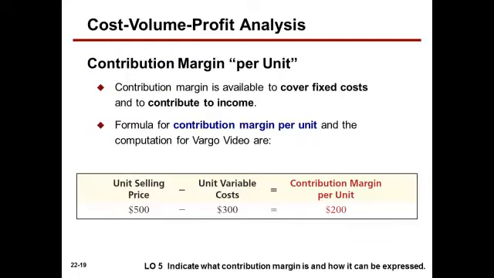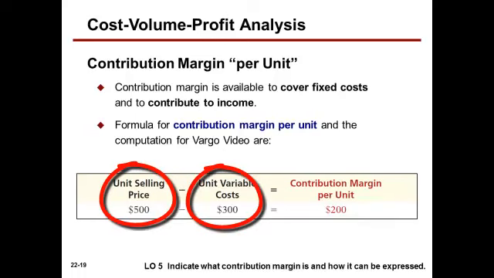Let's dissect that result. Let's go back to contribution margin. What's available to cover fixed costs and to contribute to income? Our formal contribution margin per unit definition is as follows. Unit selling price, $500, less variable costs of $300 per unit equals a contribution margin per unit of $200.